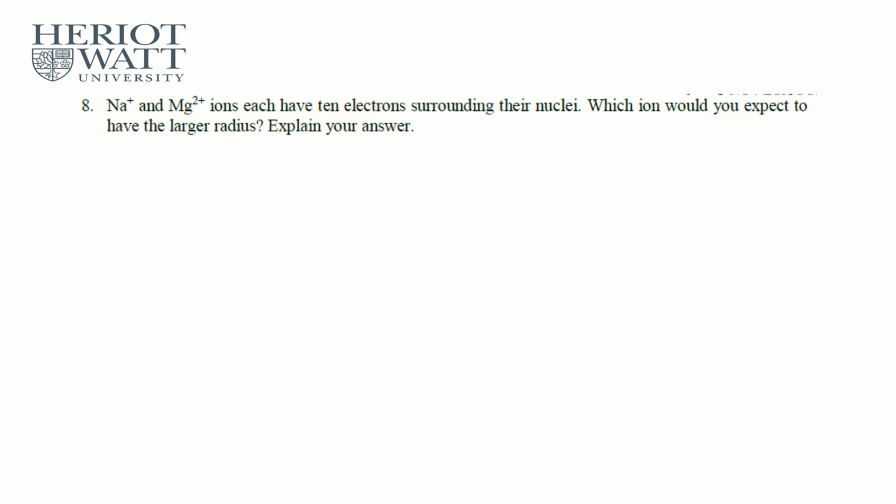Okay. Number 8, sodium and magnesium ions each have 10 electrons surrounding the nuclei. Same, because once they form ions, they should have the same configuration, which is 2, 8. Which ion would you expect to have a larger radius? Now, this one can be solved by using the core charge. So like I always compare, sodium positive, the core charge will be 11 minus the internal electrons, which is just 2 in this case because the valence electron is removed. So only 2 shells now. So 11 minus 2, you get positive 9.